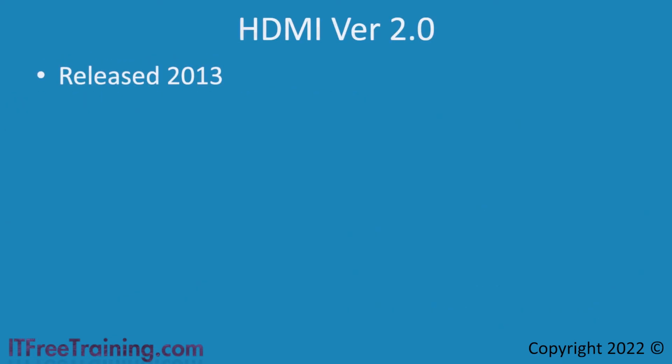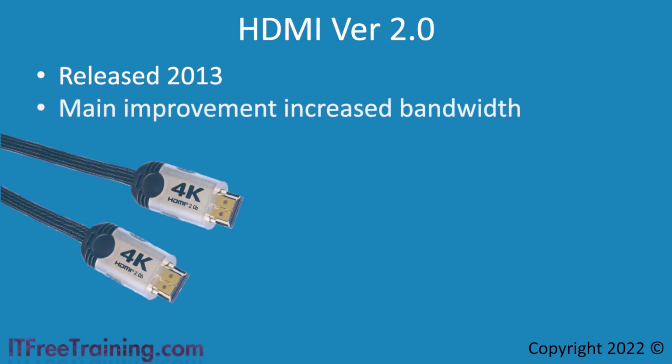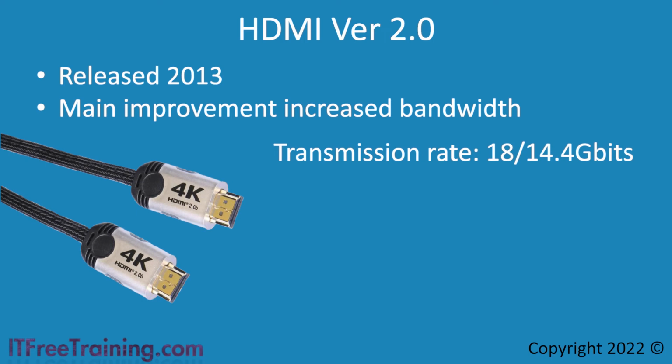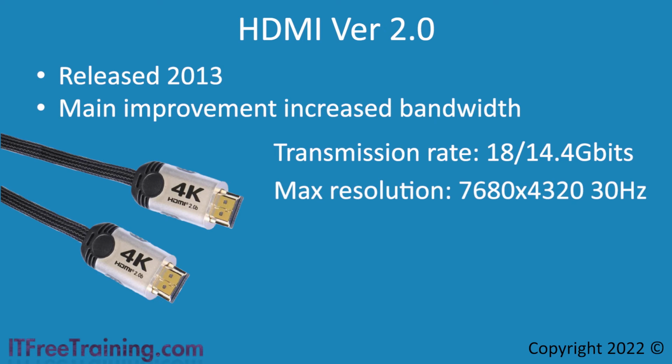In 2013, version 2.0 was released for HDMI. The main improvement is that bandwidth has increased. The bandwidth is effectively 14.4 gigabits per second. This allows for a maximum resolution of 8K at 30 Hz. However, to get this, the color depth has to be set at its lowest setting. The more commonly used resolution would be 4K at 60 Hz.